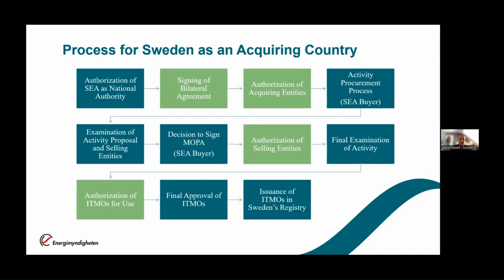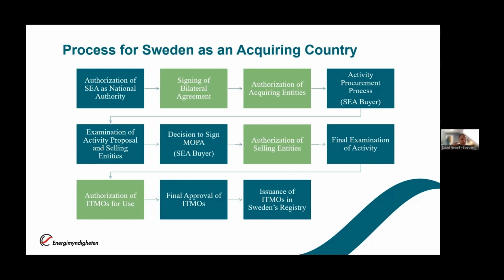Then, of course, if the Swedish Energy Agency is the buyer and the actual acquirer of the ITMOs and not a private company within Sweden, then we have a procurement process, and we examine the proposals that come in from that process. Alternatively, if a private company in Sweden wants to invest in the project in the host country, we would not have a procurement process, but they would need to submit the proposals for these activities to the Swedish Energy Agency for approval. So regardless of which channel it comes through, it still comes to the Swedish Energy Agency.